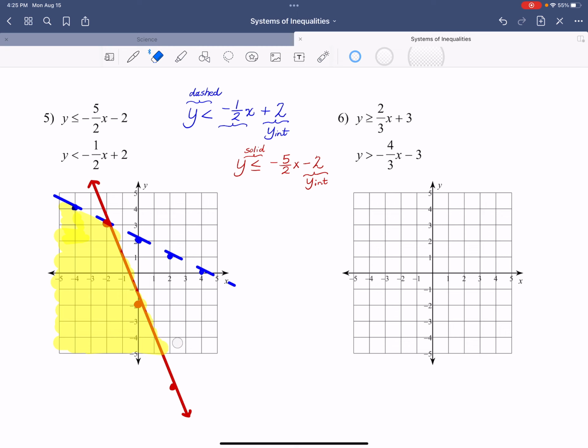So this is another way that you can help students to see, while this was under the blue line, it's not under the red line, and it has to be under both. So the region we're looking for this time is way over there to the left.